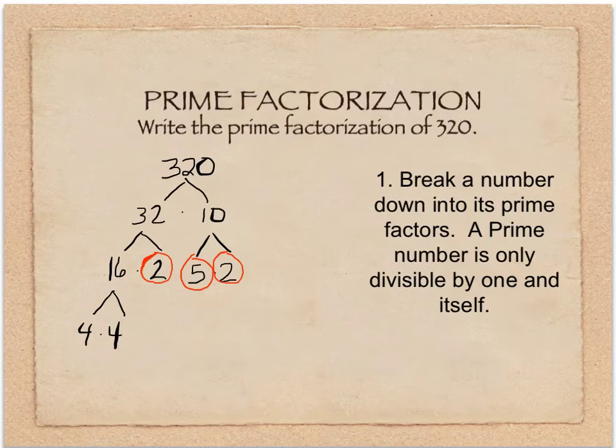16 I turned into 4 times 4, and again, 4 is still not prime, so I'm going to break the 4 down into 2 times 2, both of them. And now I have all prime numbers.